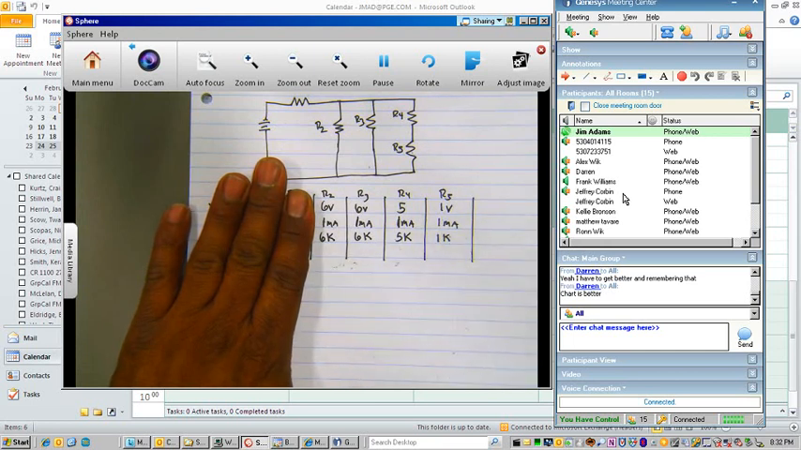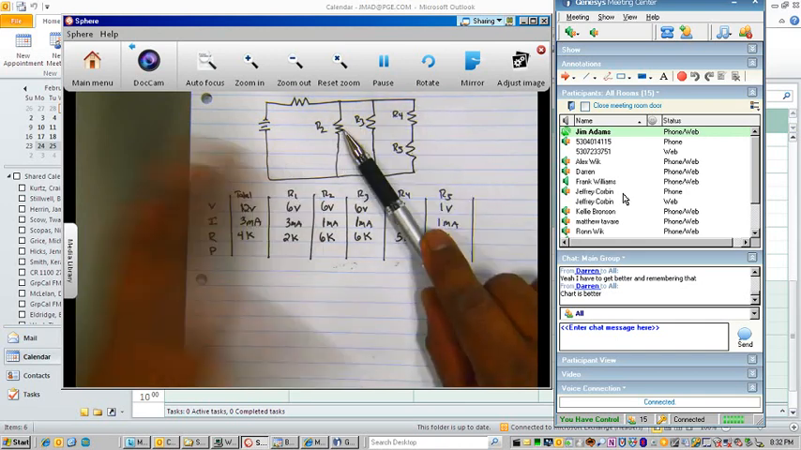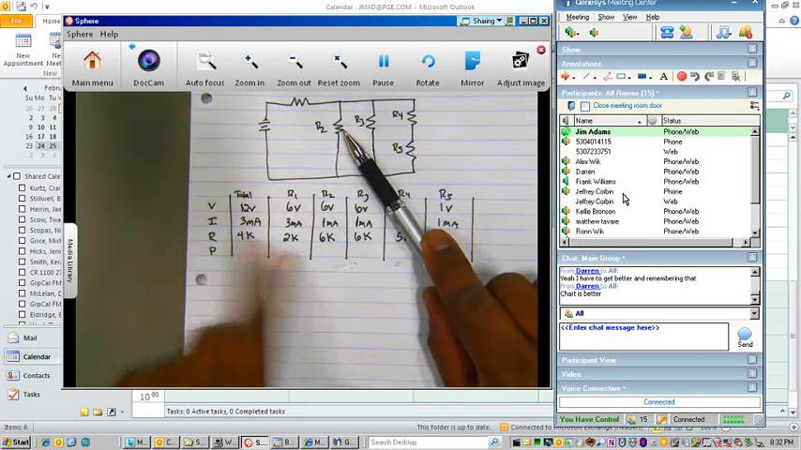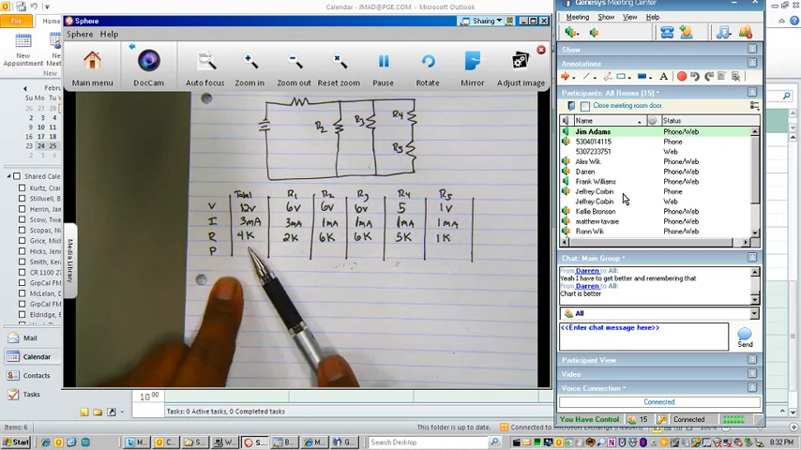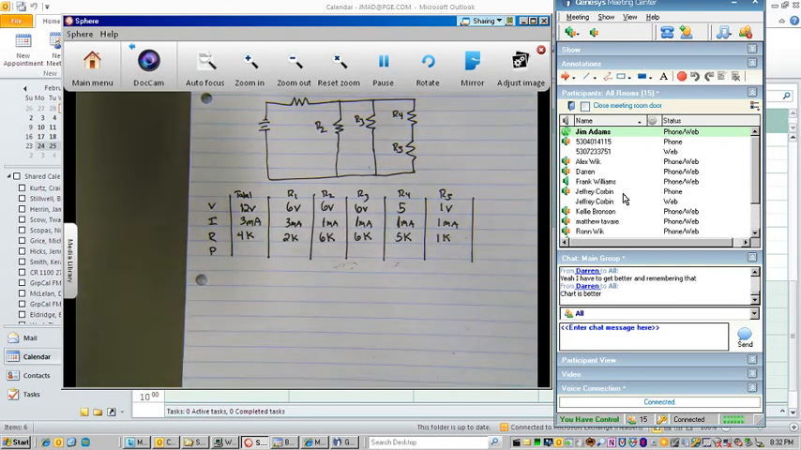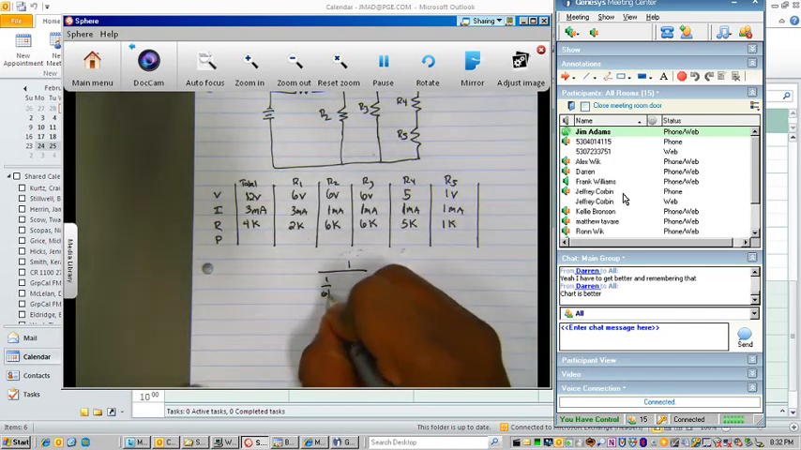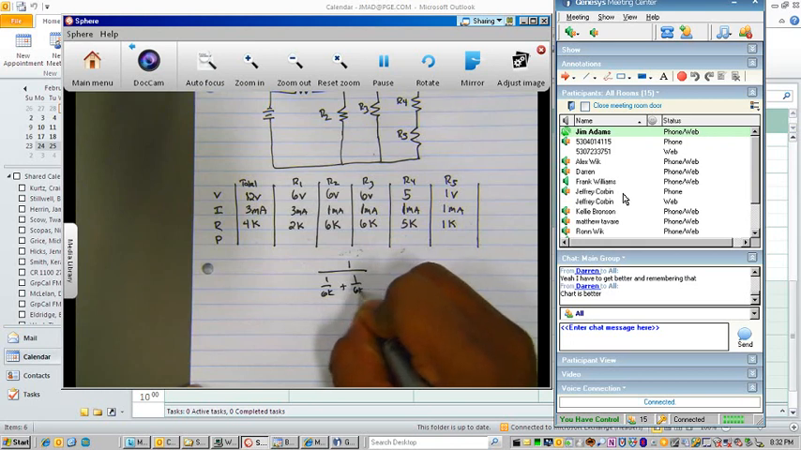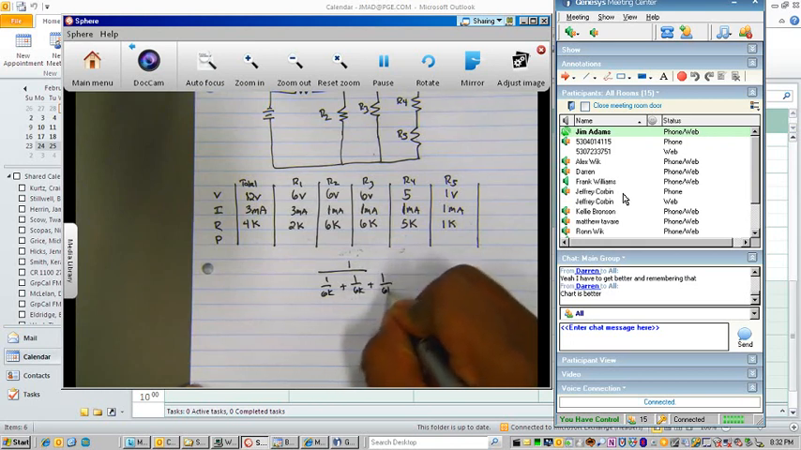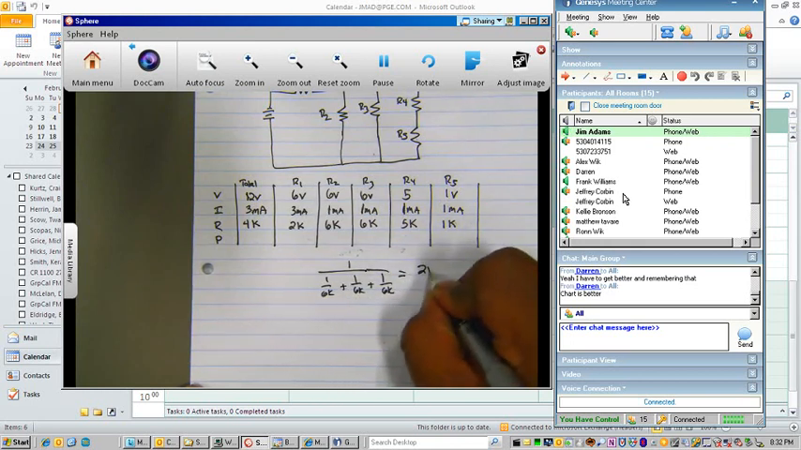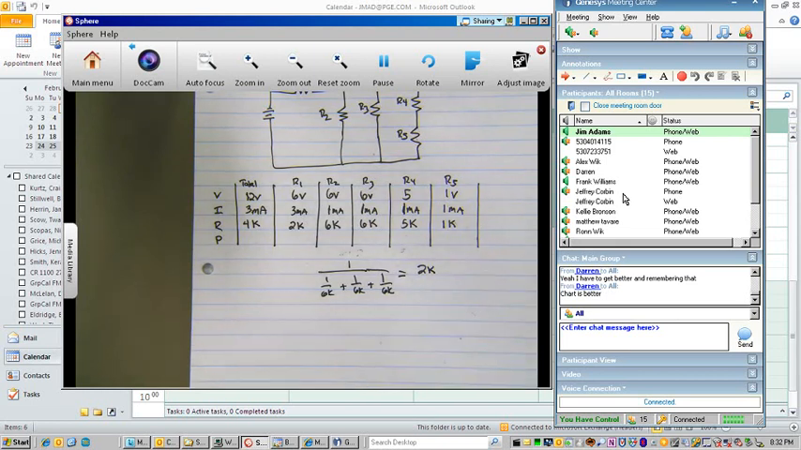Ooh, I don't know if I gave you enough information. I don't think I gave you guys enough information to solve R4 and R5. But here's the thing. I'm going to say R4 is 1K. Okay? R5? Yeah, R5 is 1K.